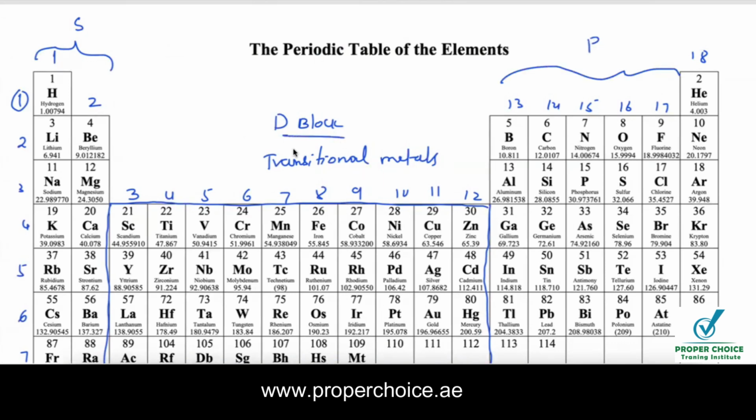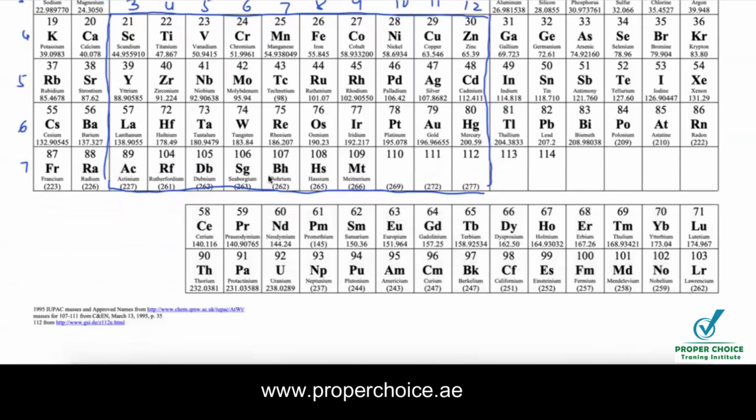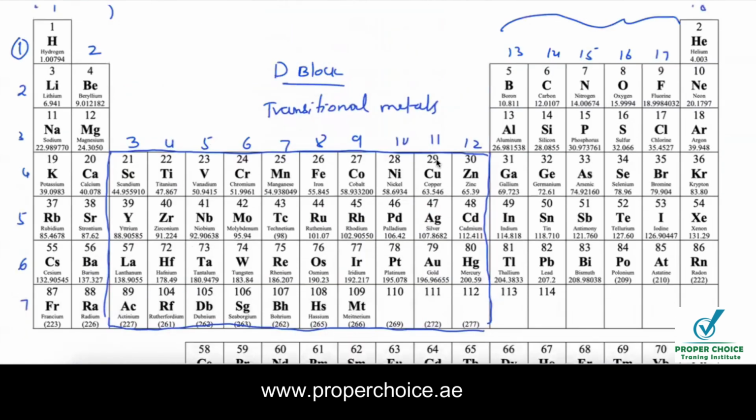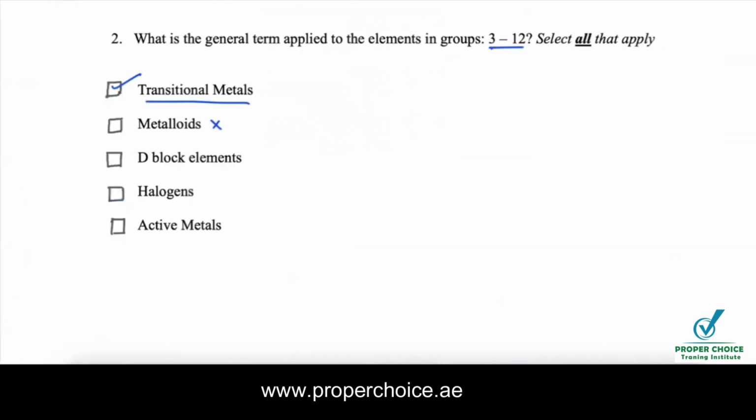The transitional metals are called D block, and the last set of elements that has been left here, these are called F block elements. So these are four subshells where the electrons can be filled: S, P, D, and F. So transitional metals are also called D block elements. So this statement is also true.